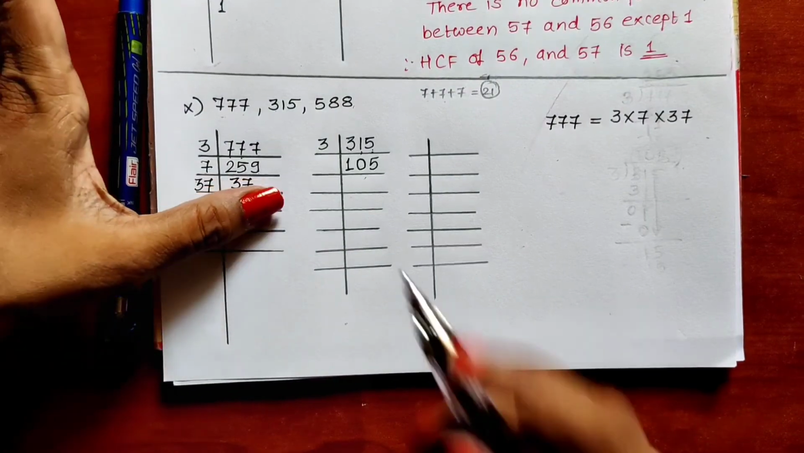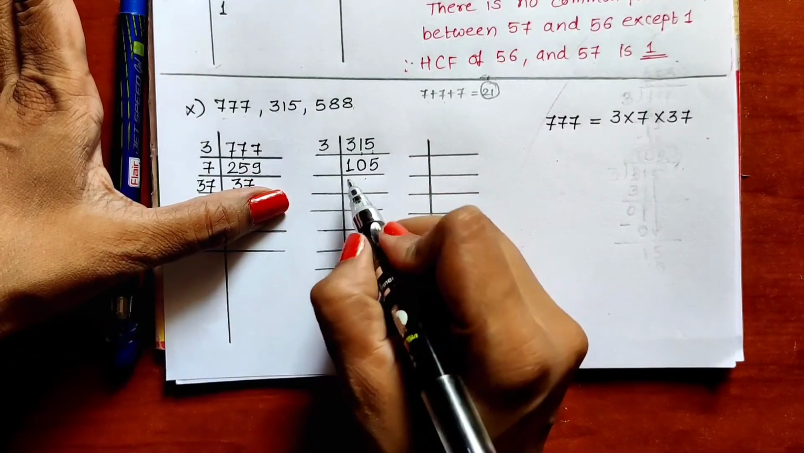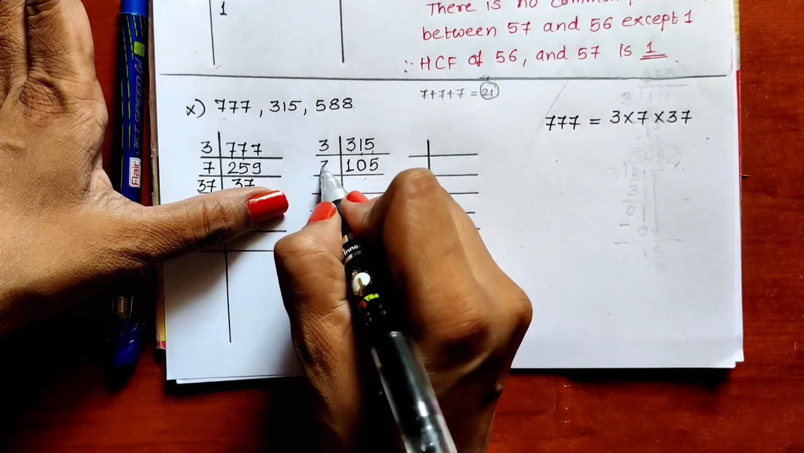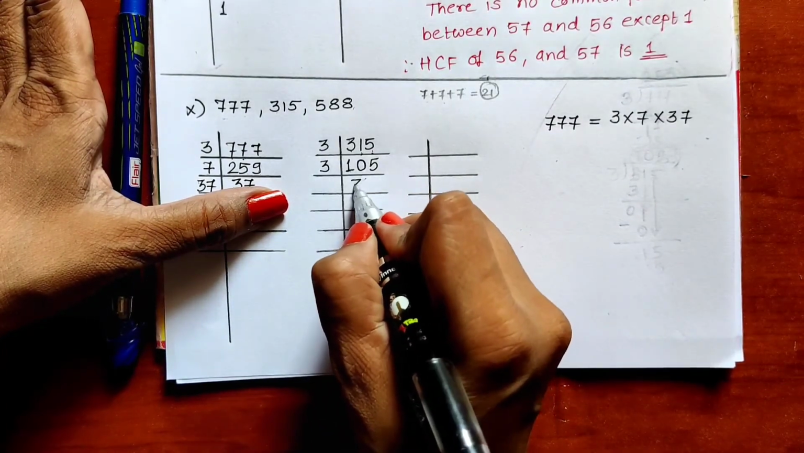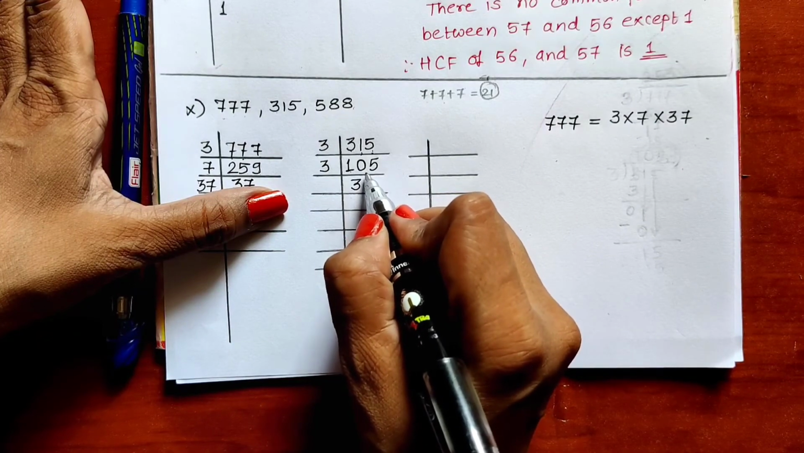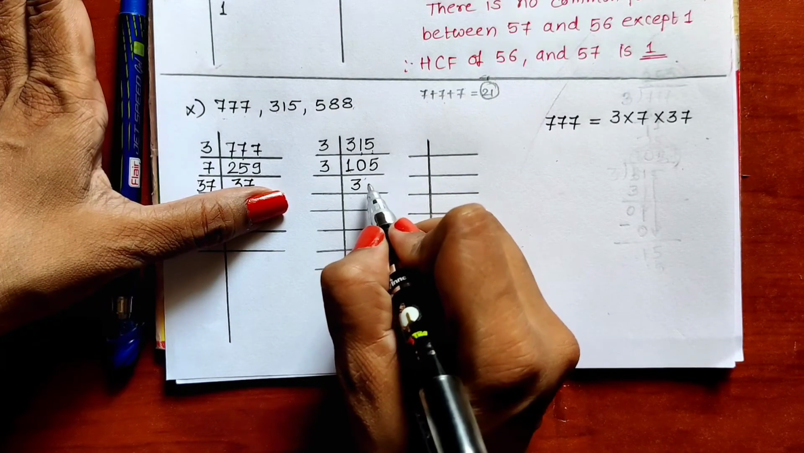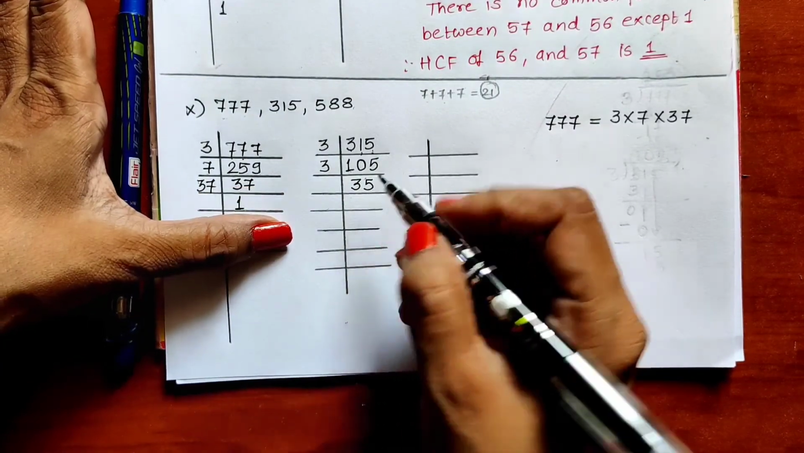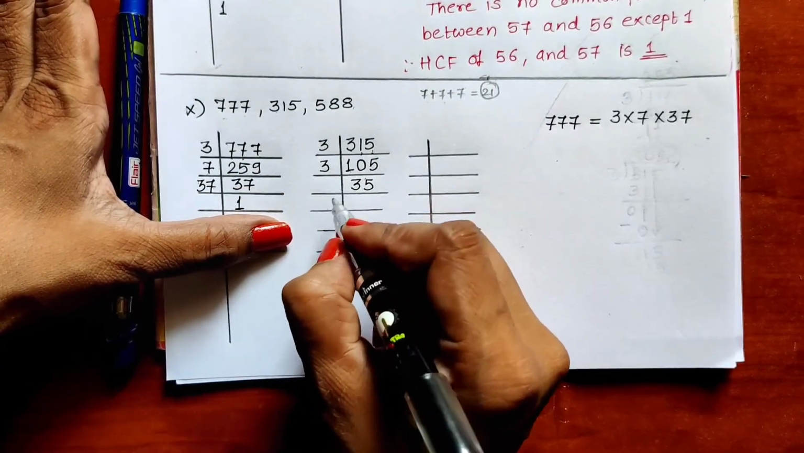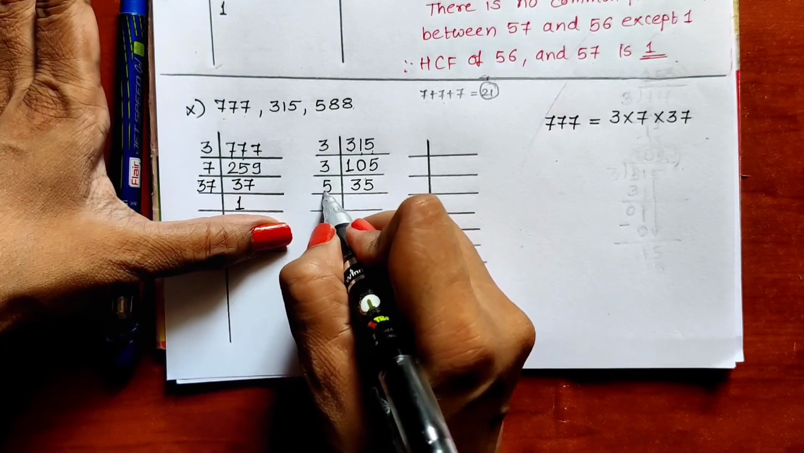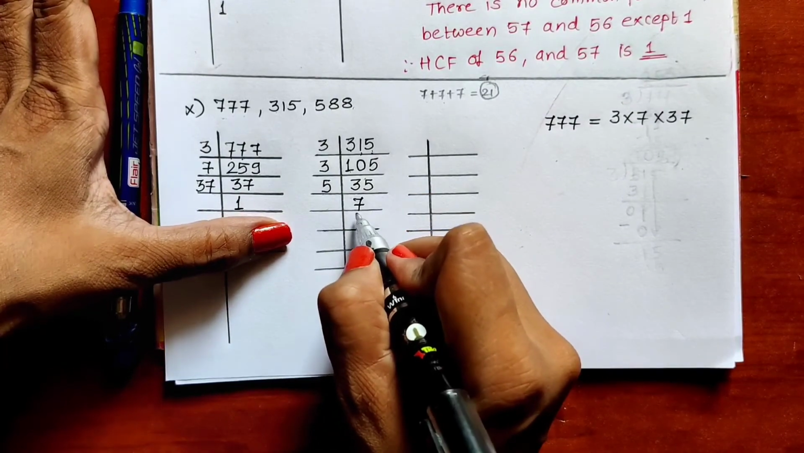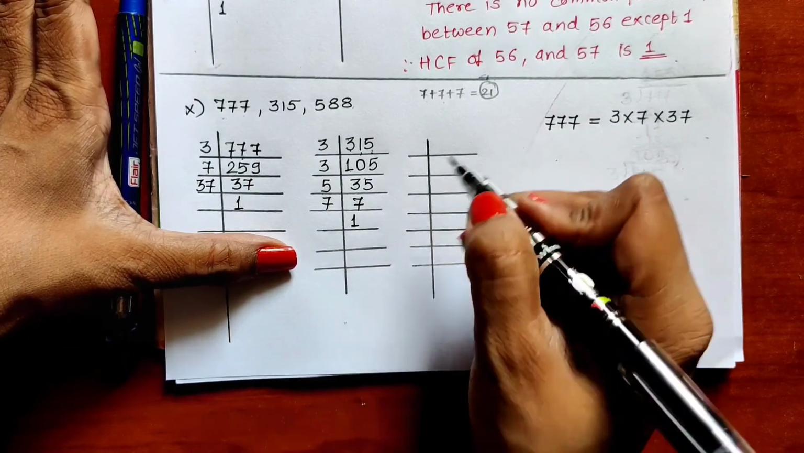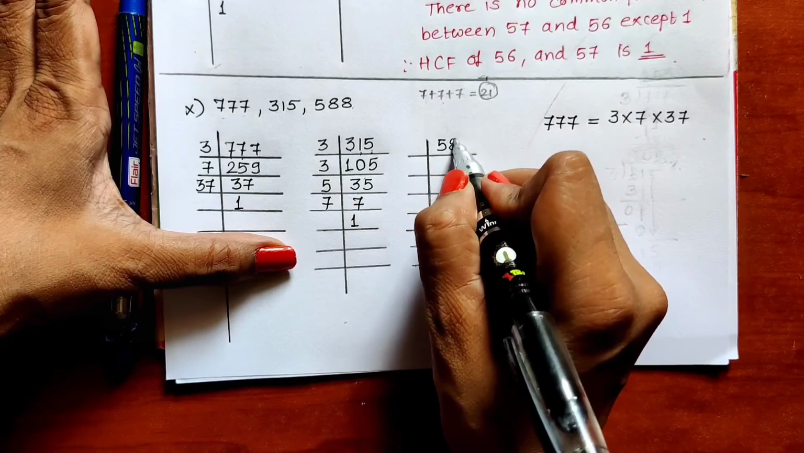So now here we have got 105. It is again divisible by 3, because 1 plus 5 is 6. 6 is in the table of 3. So it is divisible by 3. 3 3s are 9. 10 minus 9 is 1. And this 5 is 15. So 3 5s are 15. 35 we have got. It is not divisible by 3. We have seen in the previous sum also. So it is divisible by 5 directly. 5 7s are 35. 7 is a prime number. So it is divisible by 7 only. 7 ones are 7.